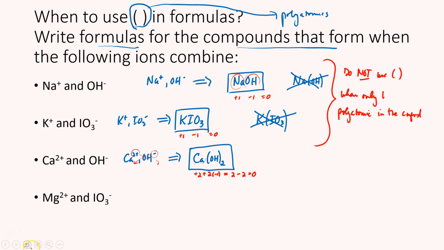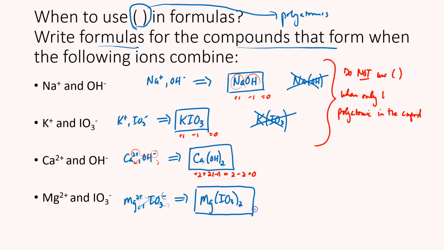Let's do this one. We're combining magnesium, which has a +2, and iodate, which has a -1. Again, if you play that trick I showed you, where the superscript becomes the subscript, you would have 1 magnesium and 2 iodates. So this would be the correct answer.